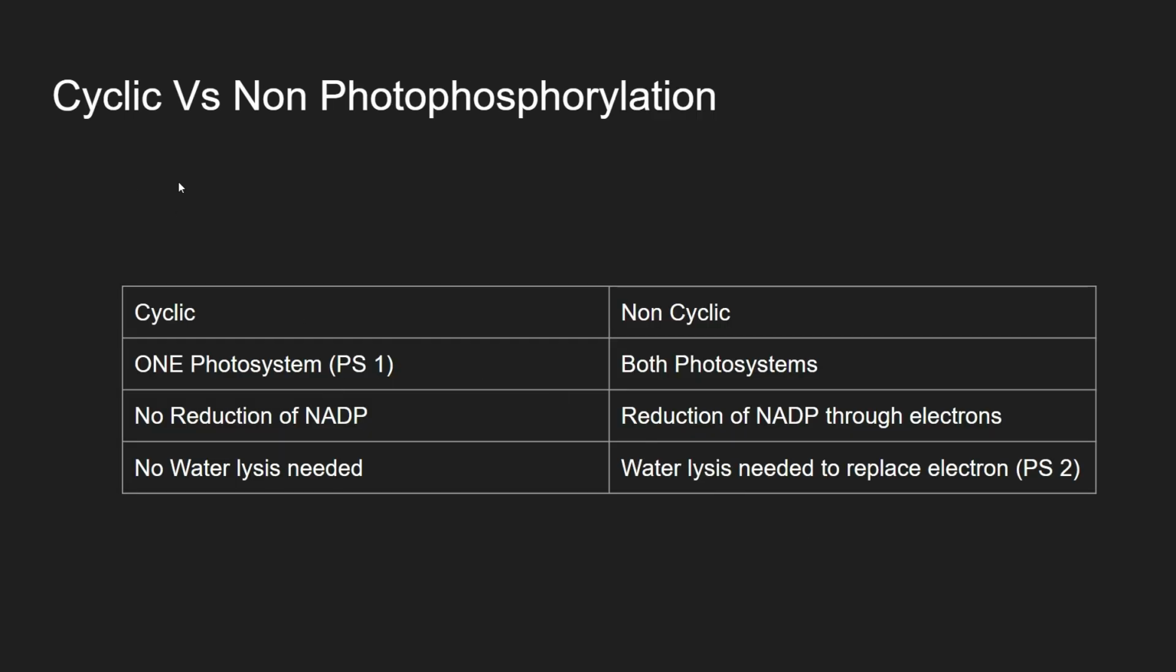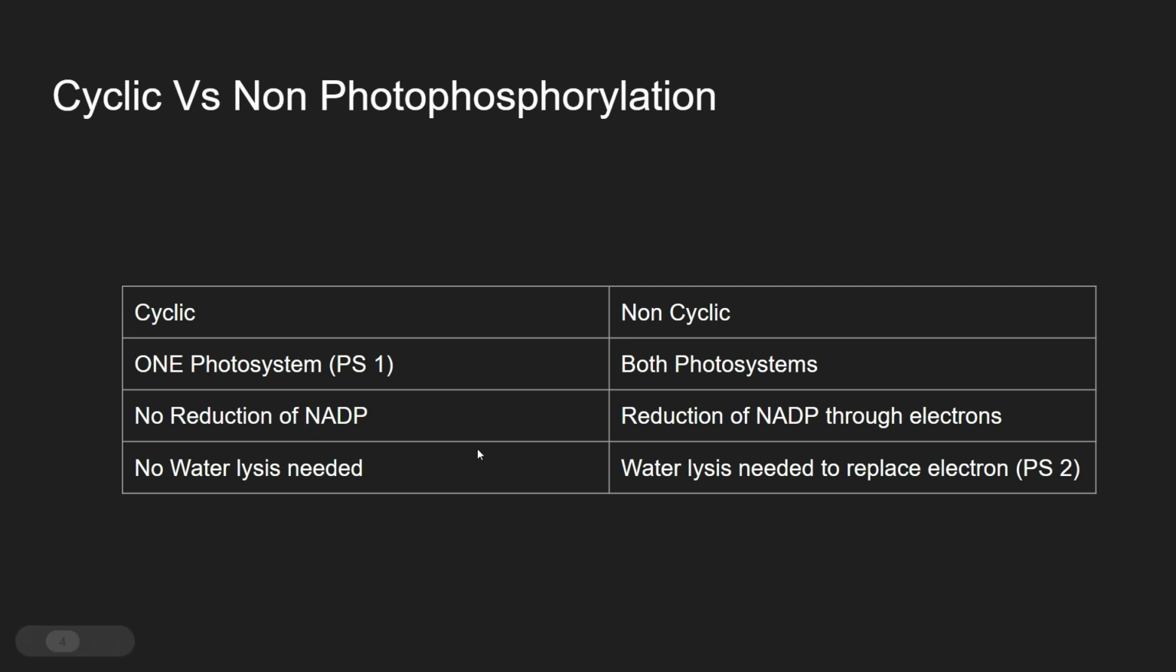So cyclic versus non-cyclic. We covered non-cyclic. It uses both photosystems. It reduces NADP through the electrons, and water lysis is needed to replace the electron in photosystem 2. However, cyclic is mainly used to produce enough energy so non-cyclic can start, or really bare bones, because it produces a lot less energy since NADP is not reduced.